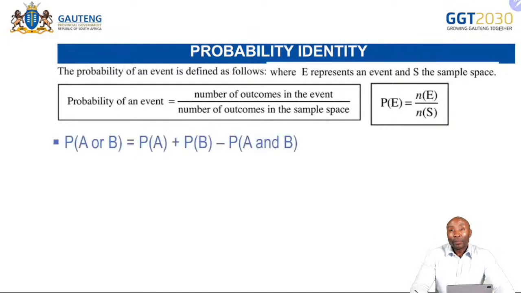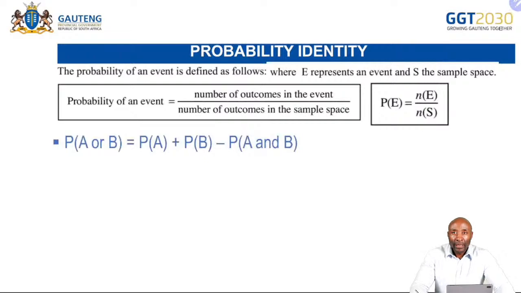We have our probability identity given as the probability of A or B is given by the probability of A plus the probability of B minus the probability of A and B. The terms or and in probability are very important, and you will be able to see that once there is an and, it means there is an intersection.